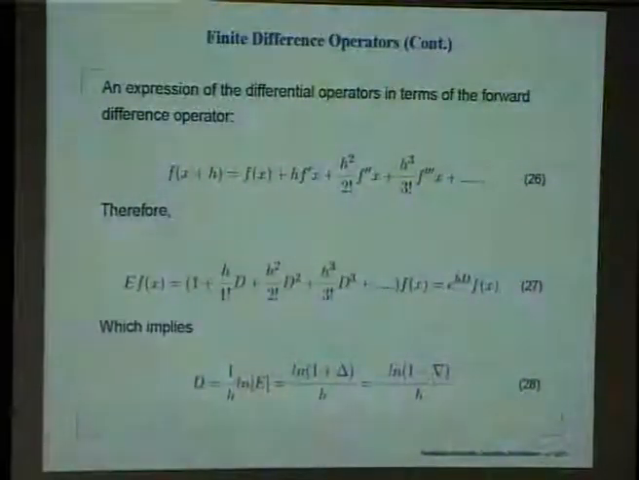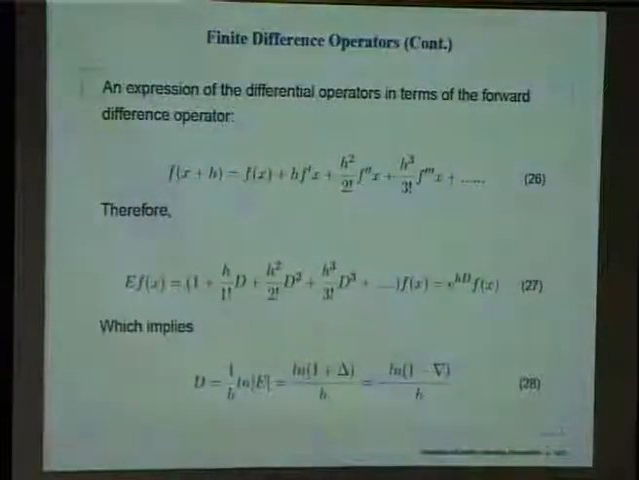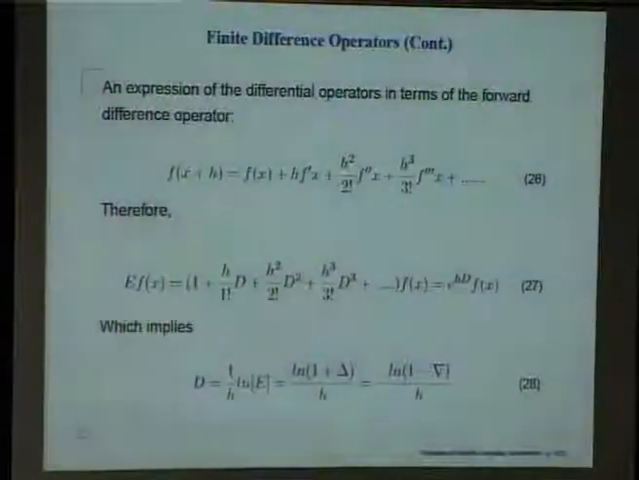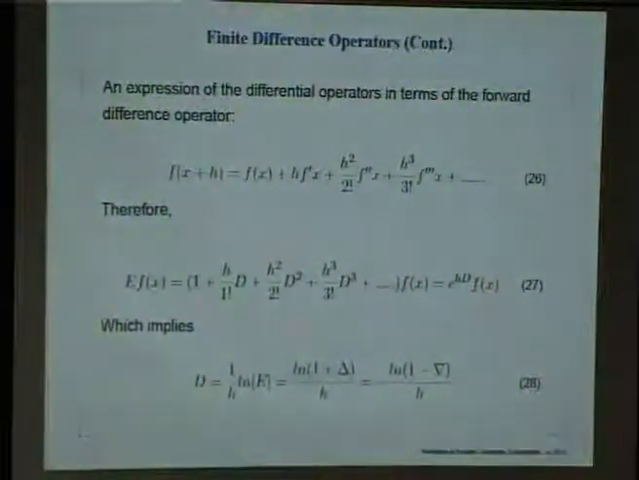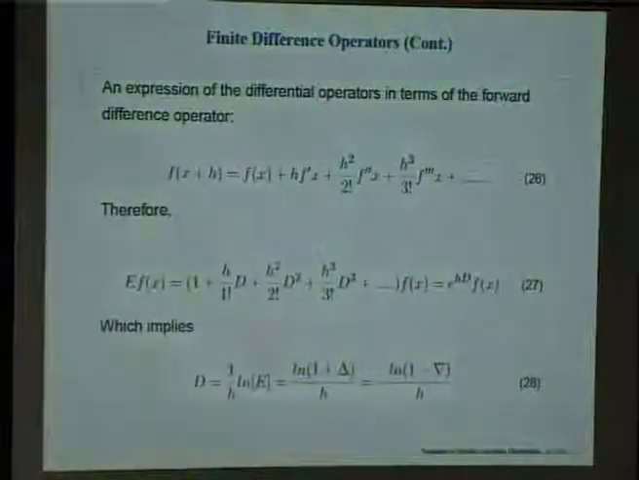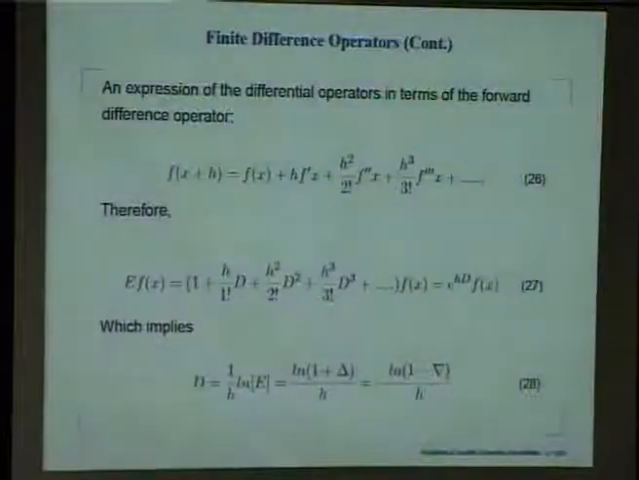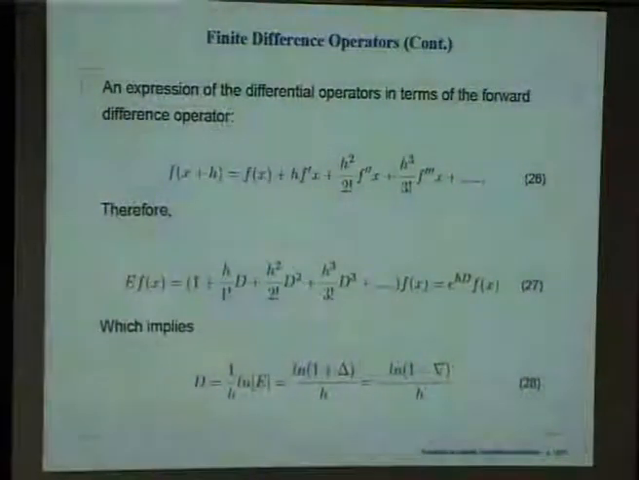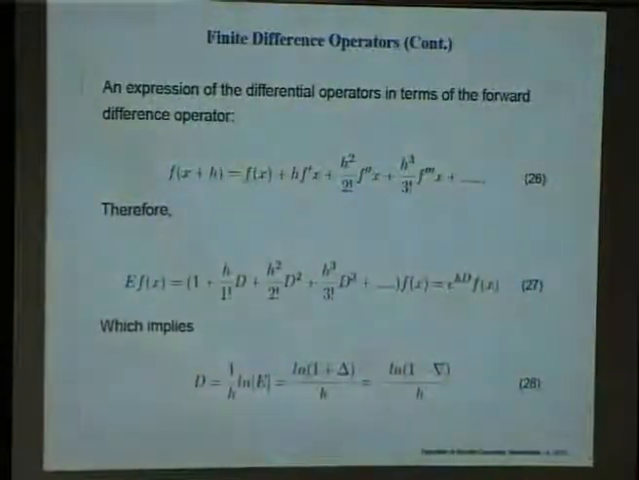So, this will be d square, this will be d cube. So, it effectively occurs like this, right. So, what you notice, the quantity within this bracket is nothing but e to the power h d. So, what happens is we can write E equal to e to the power h d, or take log and define d as 1 over h ln of E.